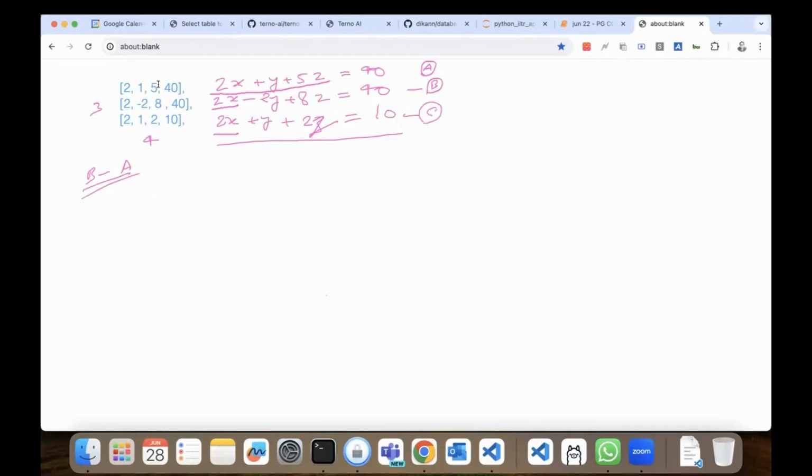So we are left with what? We're left with minus 3y plus 3z equals 0, right? And then we say C minus A, where again x gets eliminated. We just multiply by 1, so we can say 1 multiplied with A.